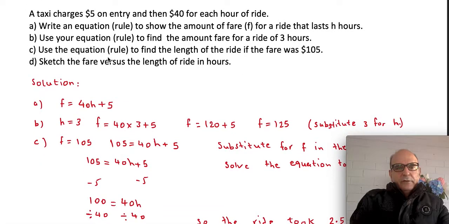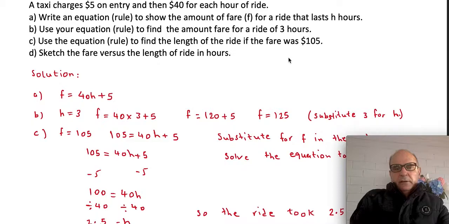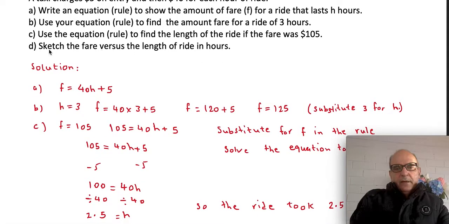C. Use the equation or rule to find the length of the ride if the fare was $105. Now the fare we are paying is $105. We want to see how long that trip or that ride has taken. And finally, D, sketch the fare versus the length of ride in hours.